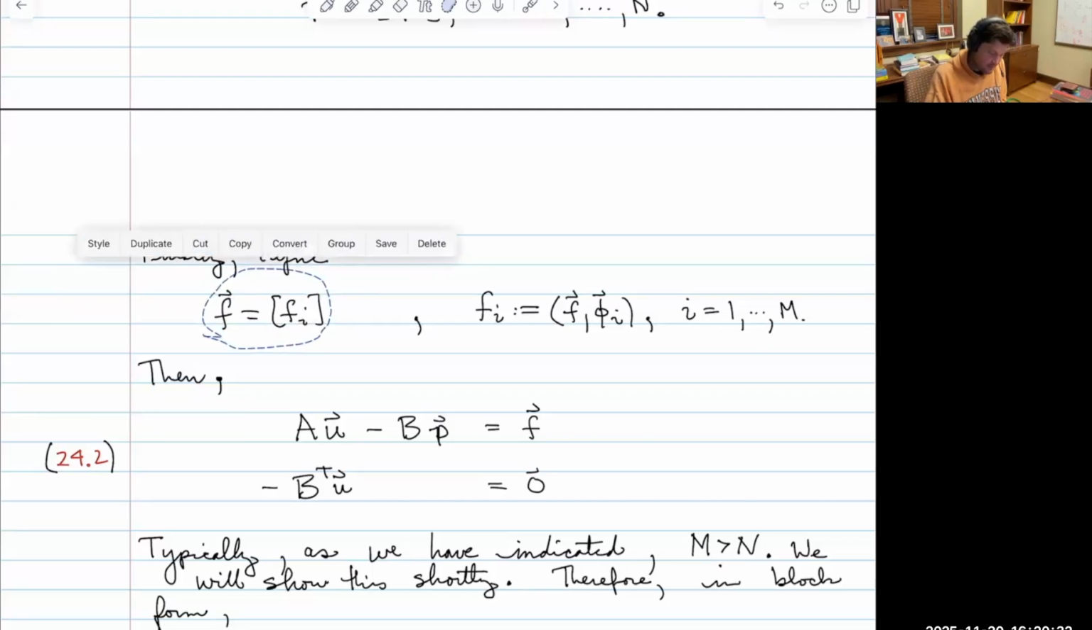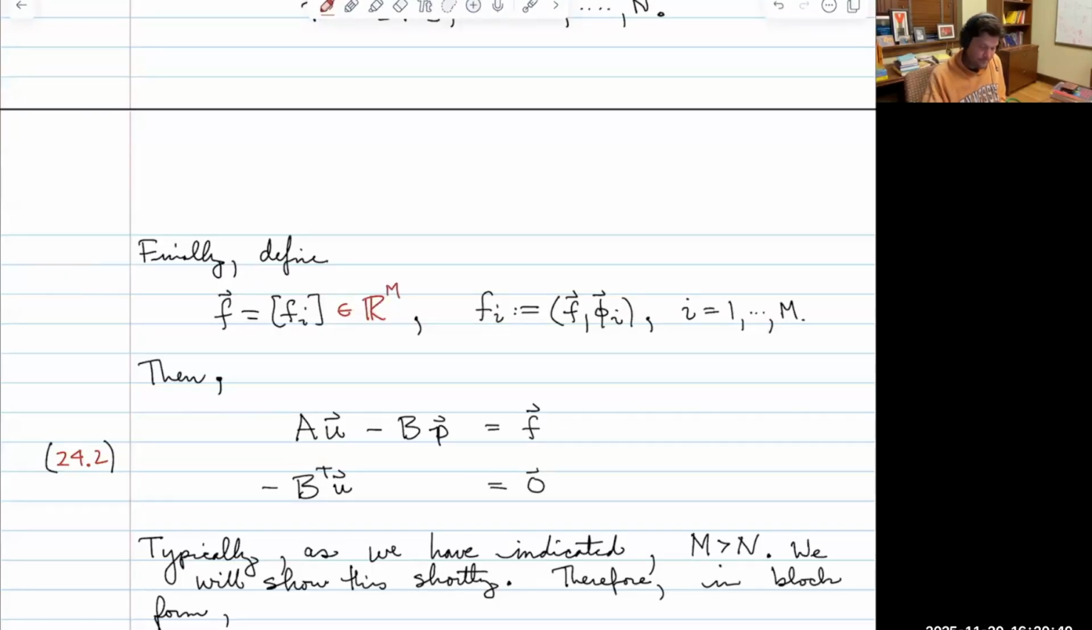So let's at least say, where does this guy live? This guy is a vector which lives in Rm. This object here is actually a vector function. So they are different.